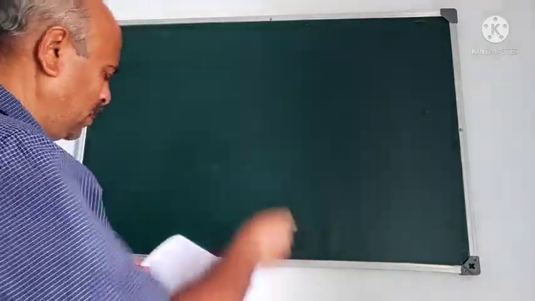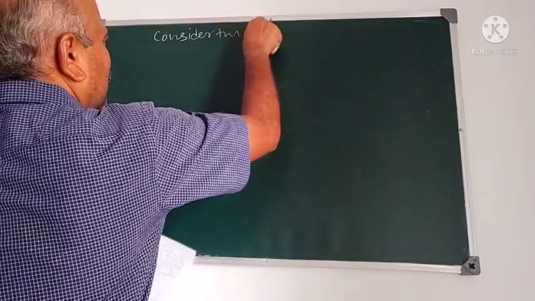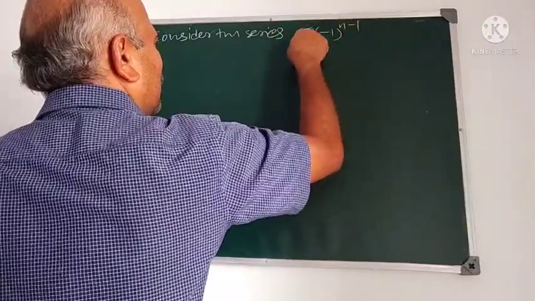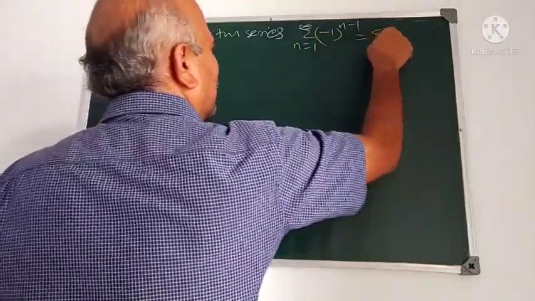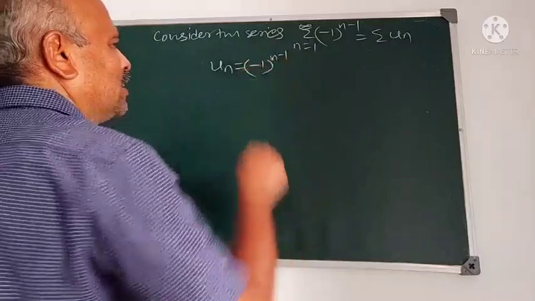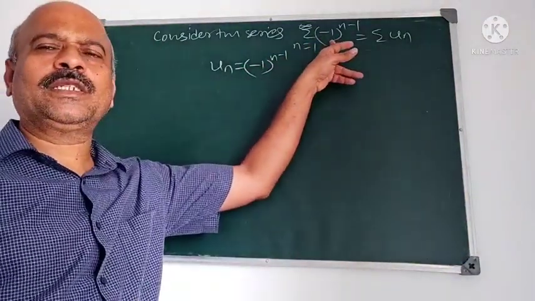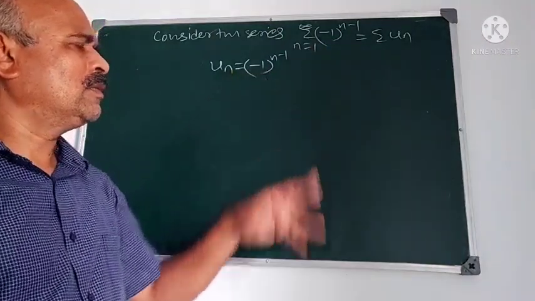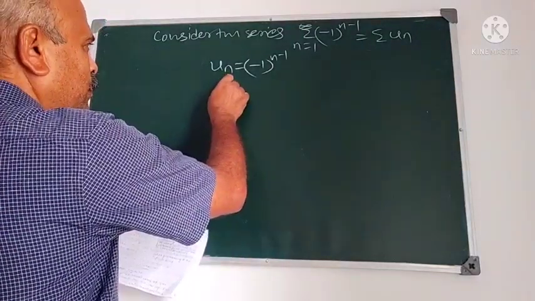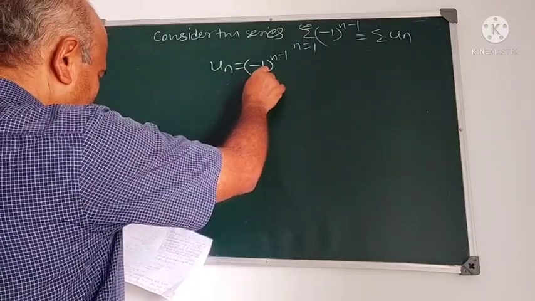Now one more example. Consider the series sigma (minus 1) raised to n minus 1, n is 1 to infinity. It is sigma un. What is un here? Un is (minus 1) raised to n minus 1. When do you say that this series converges? If the sequence of partial sums converges. What is the sequence of partial sums? Here, what is un? (Minus 1) raised to n minus 1.